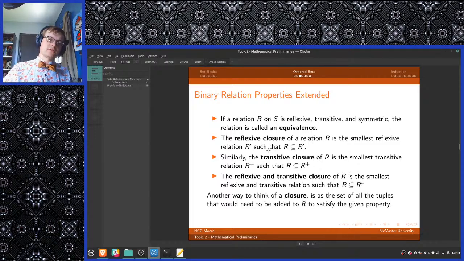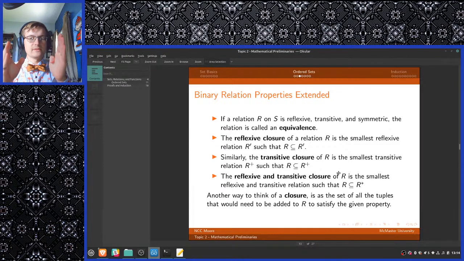Similarly, the transitive closure of R is the smallest transitive relation R+, such that R is a subset of R+. In the same way that you take R and you add those tuples that make it transitive to make R+, and R+ is the smallest such set.